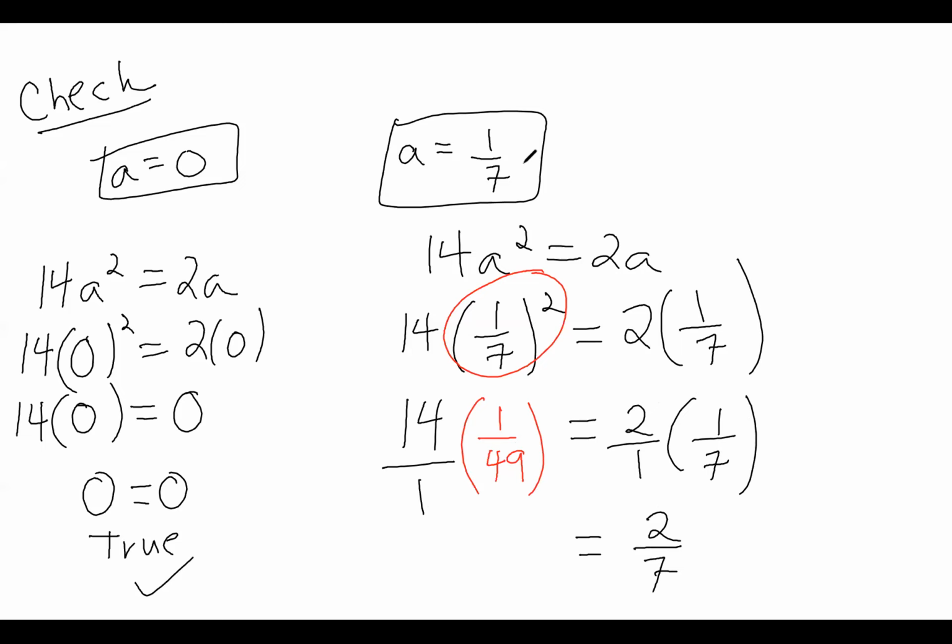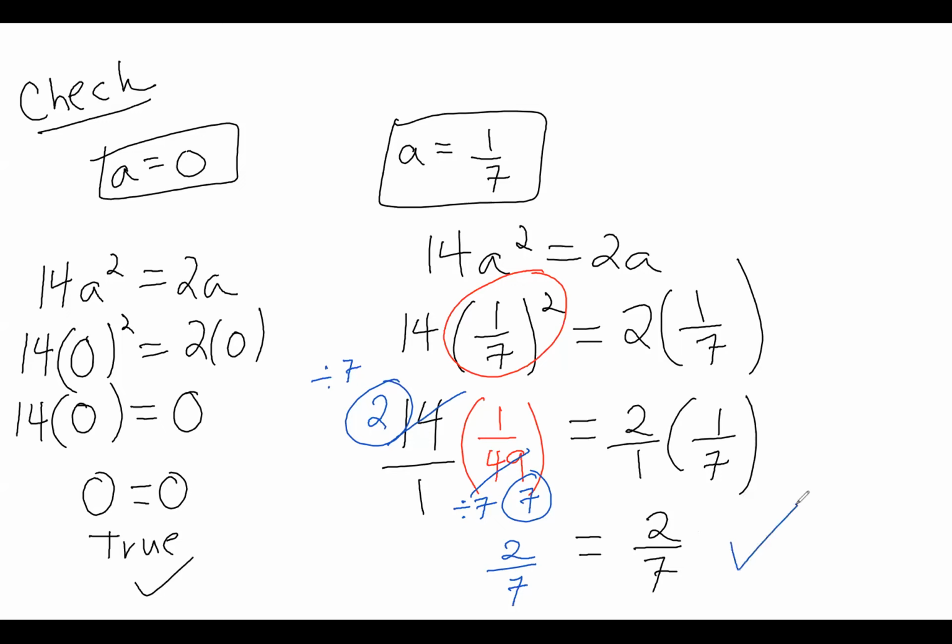14 over 1 times 1 over 49. If we multiply across, what we would get is 14 over 49. Those two numbers have a common factor. And actually, let's just notice that right now before we multiply across. 14 is 2 times 7, and then 49 is 7 times 7. So let's reduce them right now by dividing by 7. This is called cross-canceling. So 14 divided by 7 is 2. 49 divided by 7 is 7. Okay, so now what I have is 2 times 1 is 2 for the numerator, and 1 times 7 is 7 for the denominator. So our check ended up looking like this. At the end, we have 2/7 equals 2/7.